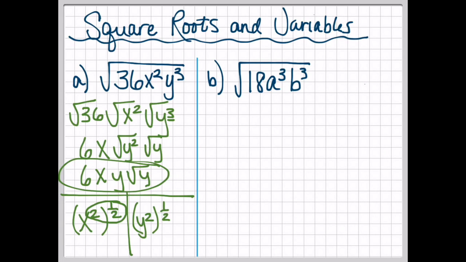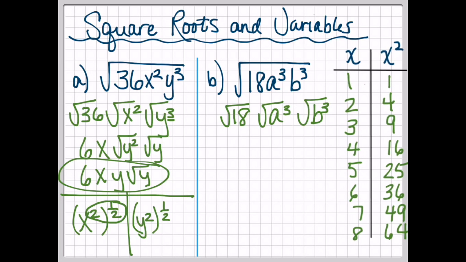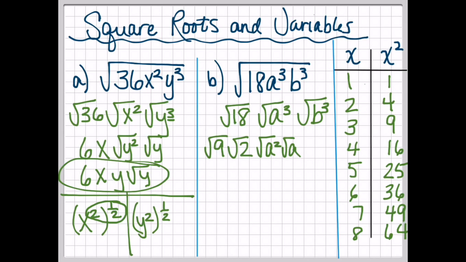So same idea up here. Let's break it down. Square root of 18, square root of a to the 3rd, square root of b to the 3rd. So thinking about that list again, that square root list that we have, I'll put it over here in the corner. I see that 9 is a factor of 18. So then this is going to break up into square root of 9, square root of 2. A is to an odd power. So the closest even power would be a squared. So square root of a squared, square root of a. Same deal for b. Square root of b squared, square root of b.